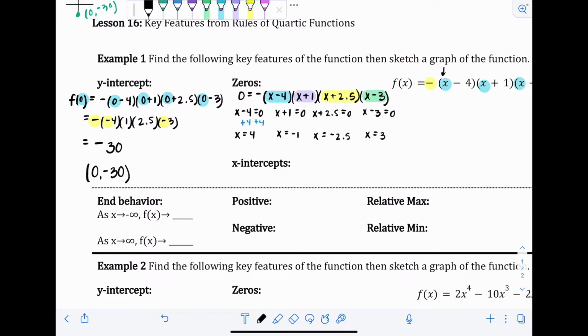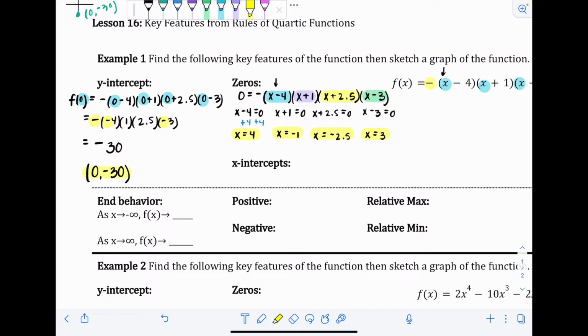It is just whatever the opposite of your factor is that ends up being your 0. Our factor was x minus 4, our 0 from it was positive 4, because you have to use inverse operations to get x by itself. So these are zeros: x equals 4, x equals negative 1, x equals negative 2.5, and x equals 3.